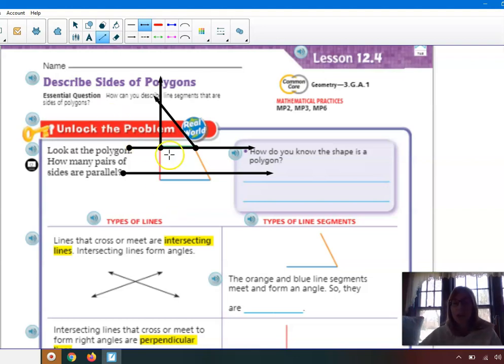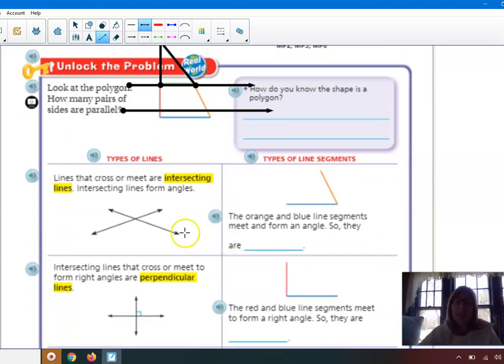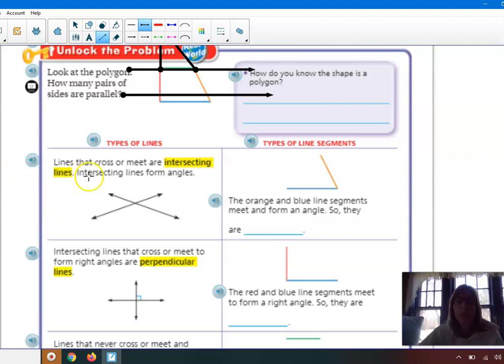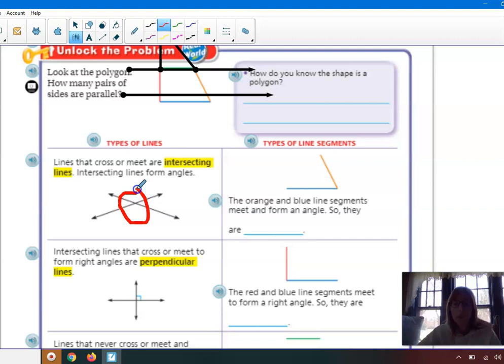Whereas the other two lines, this one's at an angle, and that angle, if you drew it out, would make an intersecting line. So that takes us down to another type of line, which is an intersecting line. So lines that cross or meet are intersecting lines. Intersecting lines go and they form an angle. Okay, so right here is where they intersect. Okay, and they form angles.